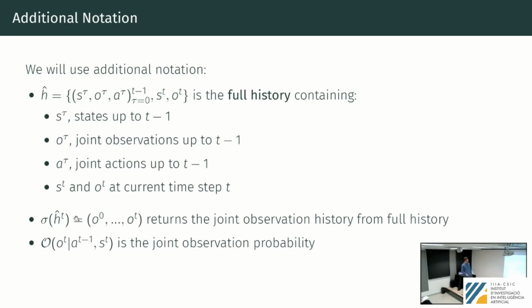There's another piece that we're introducing here, which is sigma. If you give it a full history and apply the sigma function, it basically extracts the history of joint observations. It's just a piece of notation. And then lastly, if you remember from the definition of the partially observable stochastic game, there are the observation probabilities for the individual agents, defined only for the individual agents from 1 to n. Now we're also going to define this joint observation probability, which is simply a product of the individual agents' observation probabilities. So the only difference is that we're dropping the index i here. Okay, so this notation I think should be clear.